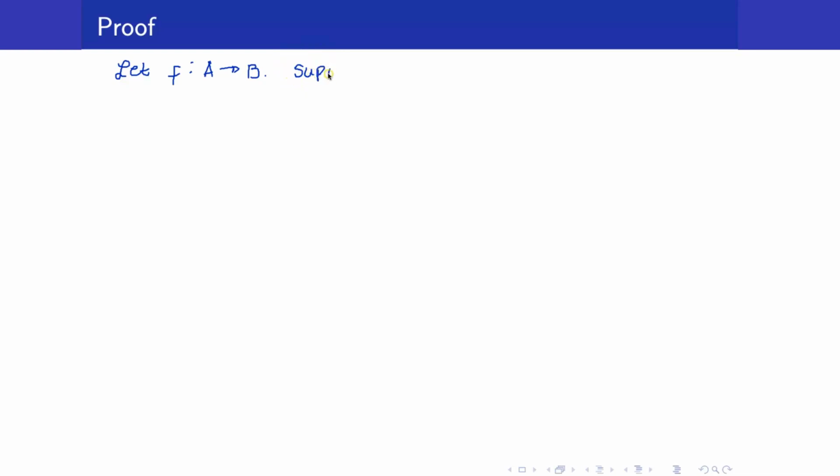So suppose that f is bijective. We want to show that if f is bijective, then f inverse is a function. So show that f inverse is a function. Okay, what is the definition of, what does it mean for f inverse to be a function? Let me just write it here. Our f inverse is from B to A. This is from B to A.